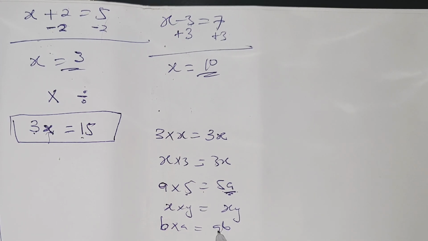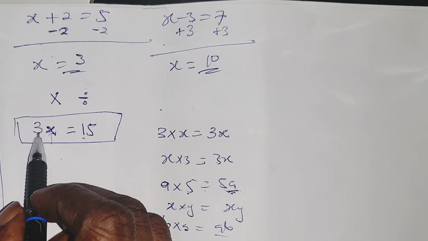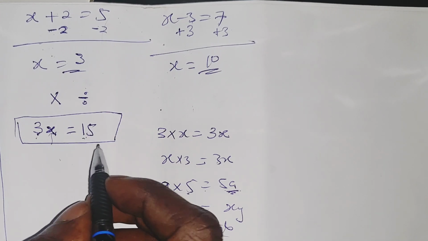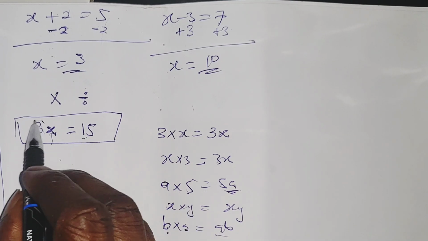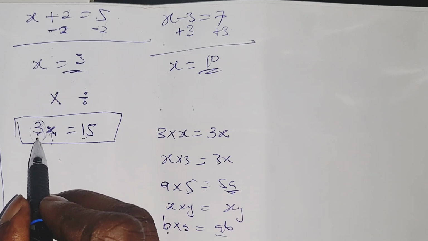The reason why we write a before b is because in the alphabet a comes before b. So you can just write ab. All right, so now this means that you're multiplying a certain number by 3 and the result is going to be 15. Now what we do first is that we are grouping like terms. We need to get rid of this 3 because this is a number which is attached to a letter. So we need to get rid of this 3.